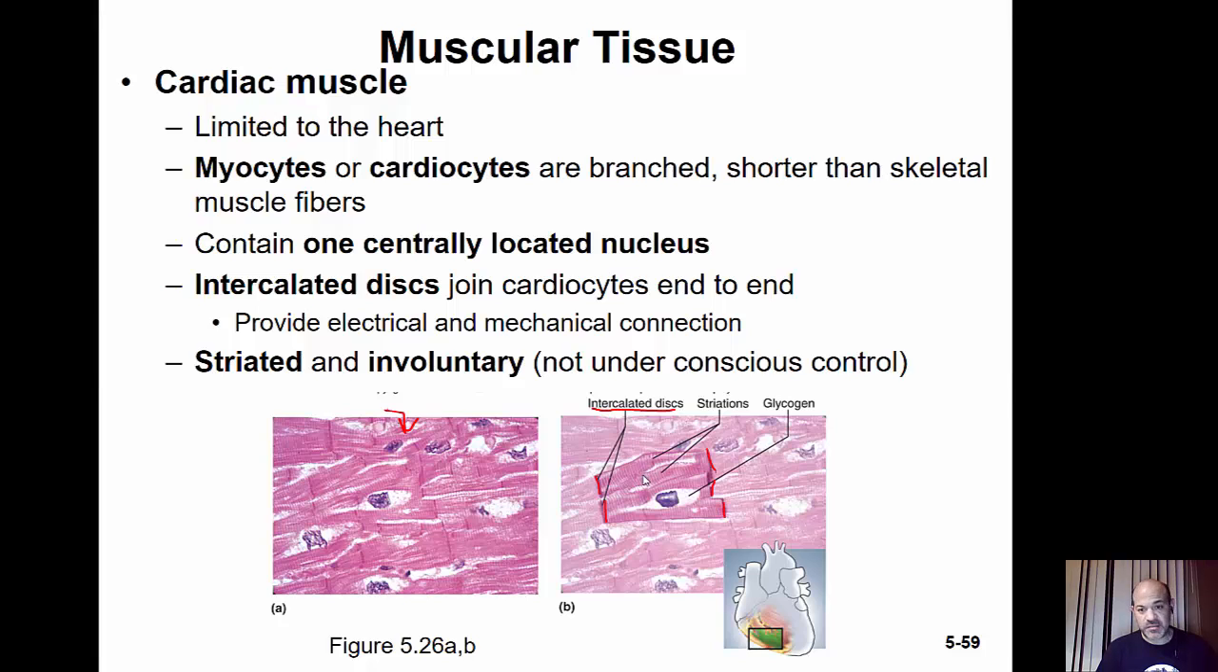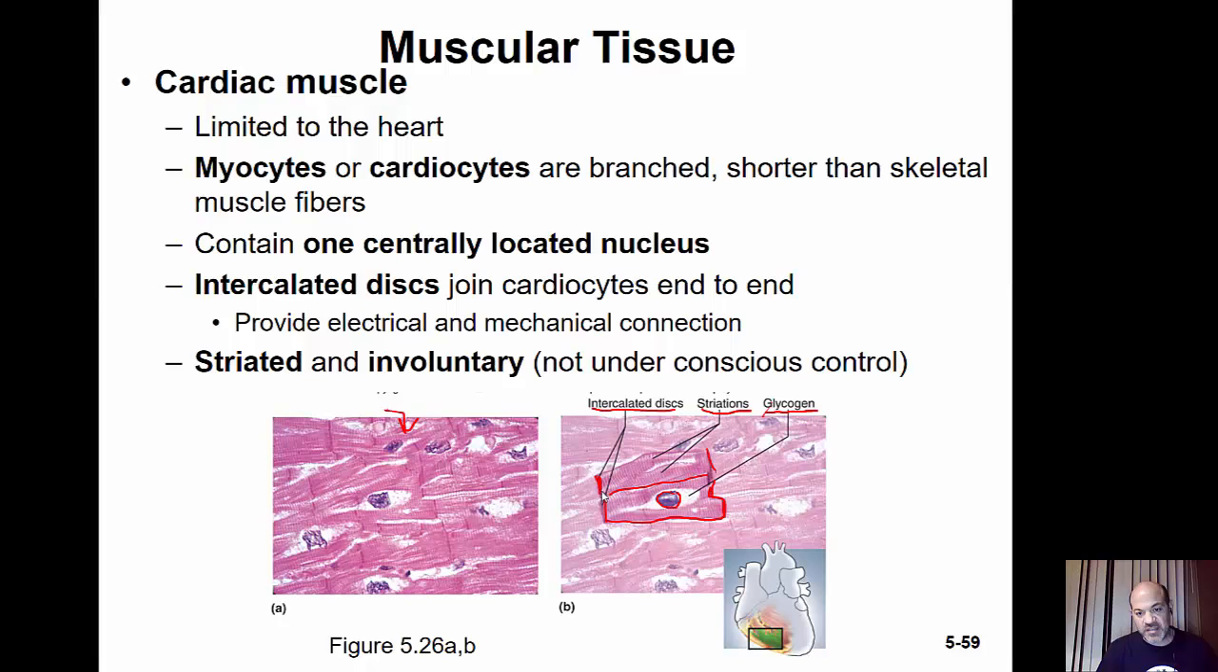They are shorter than skeletal muscle fibers. They are striated. They're going to have a single individual nucleus. So right here we have probably an individual cardiocyte that I outlined. And there's your central nucleus there. It's going to have some energy storage there. There's some glycogen stored in there. And it's going to have some striations as well.